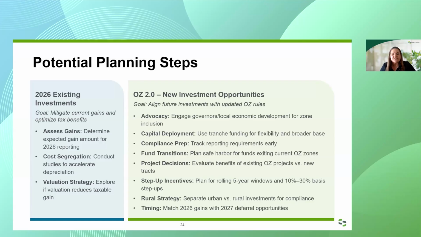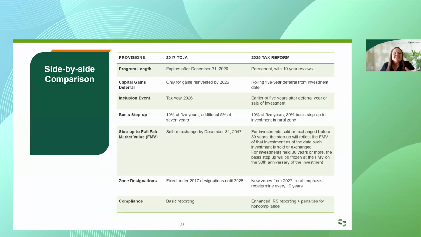Yep. Okay, I'm just going to keep moving along. This is a side-by-side comparison of where it says 2017 TCJA, that's our OZ 1.0, and 2025 tax return is version 2.0. This is just a quick reference chart to see the differences between the two. It will be in the deck that we are sending you, but for people that learn visually, I think it is incredibly handy.